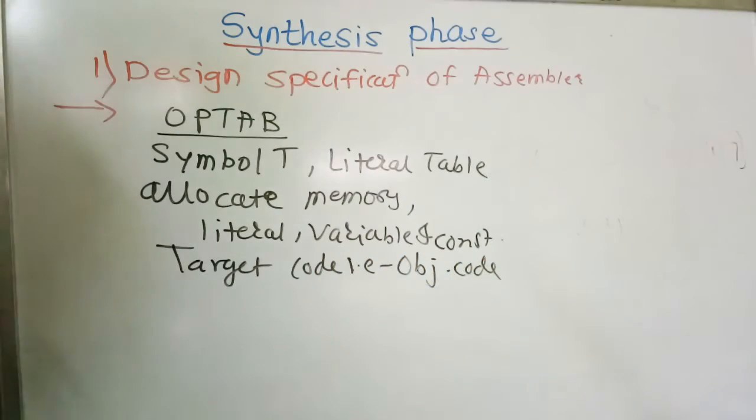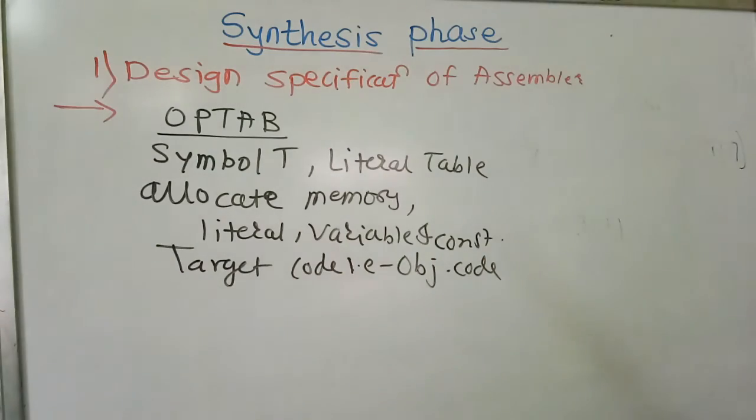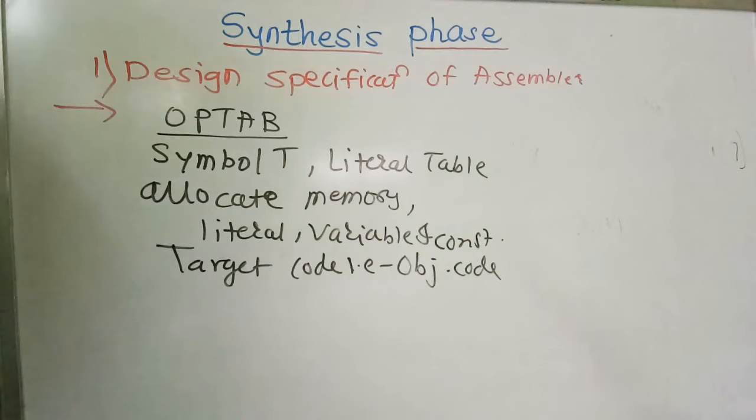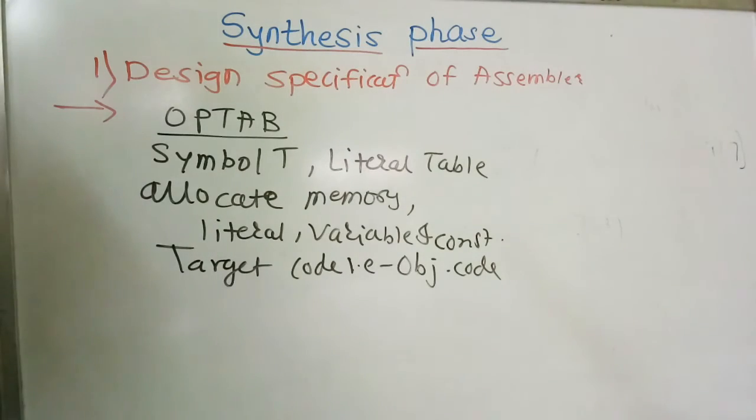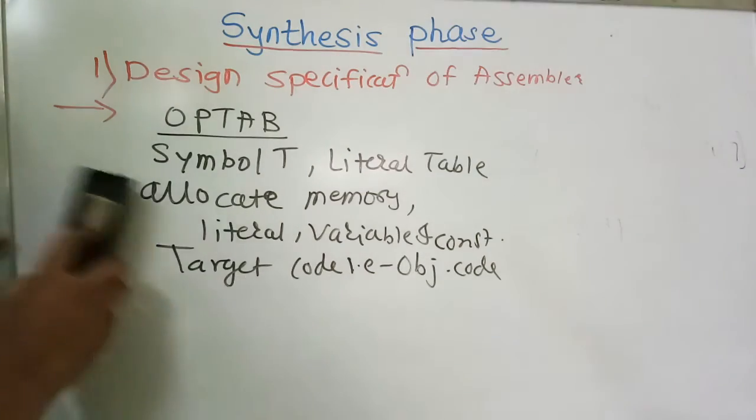Next, if any instruction contains a symbol or literal and it is an imperative statement, then its relocation sign is plus, otherwise it is null. Relocation is nothing but placing something into its previous location, and if it is an imperative statement, then its relocation sign is plus. So this is all about the first step, the mechanism of the design specification of the assembler.